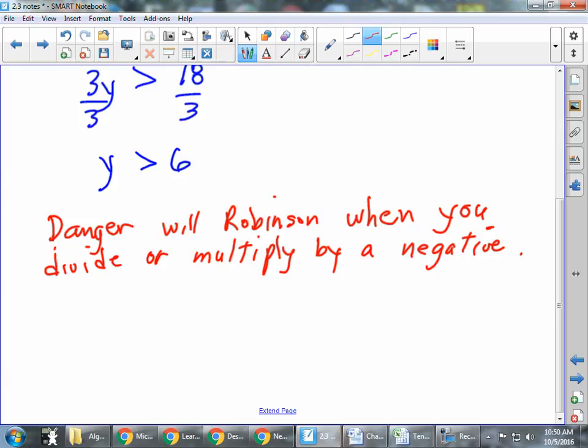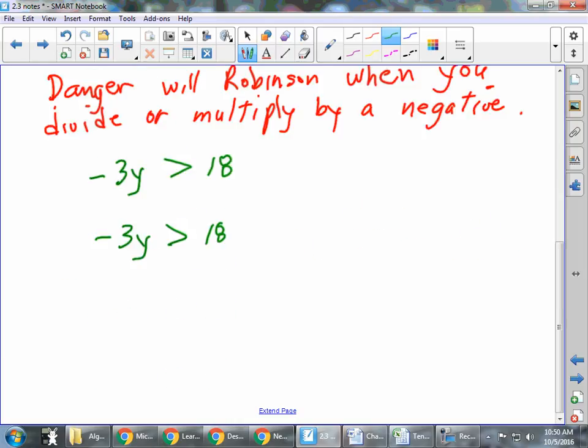So what if you have negative 3y greater than 18? Here it is, right here. We're multiplying by a negative. So in order to solve that, we have to divide by negative 3, divide by negative 3. Be careful, and I'll show you why. We would get y less than negative 6.